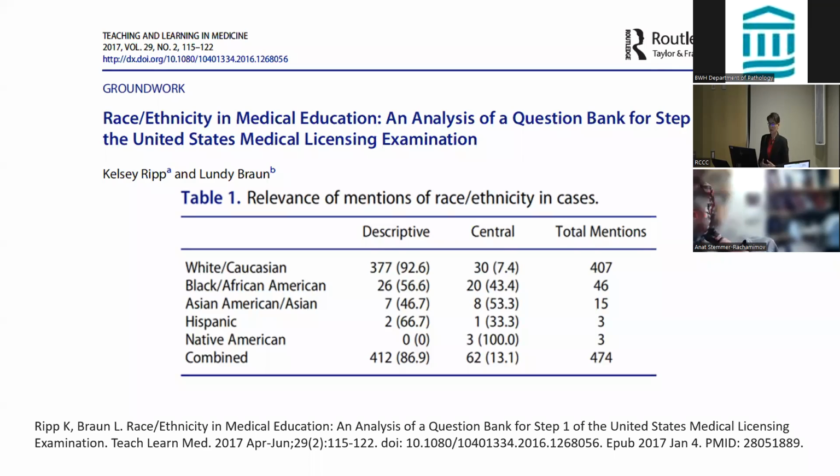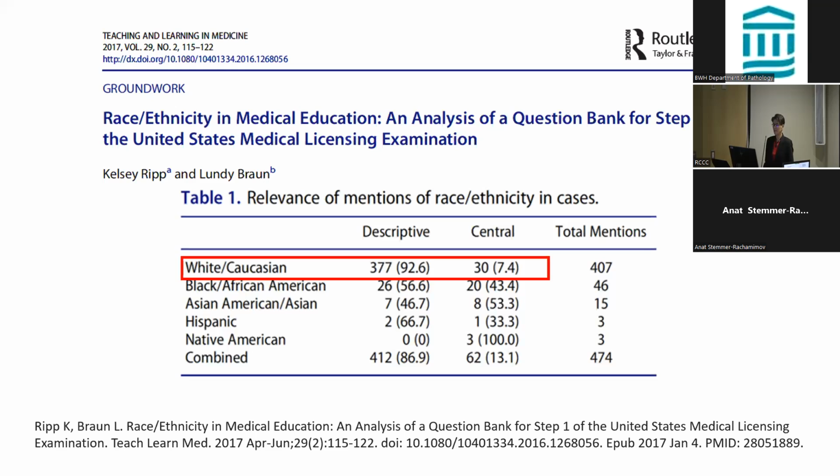Now, what Dr. Gruffin and Brown did was they looked at a more than 2,200 question database, and they looked to see how many times race and ethnicity were mentioned. In addition, they cataloged whether the mention was purely descriptive, had nothing to do with the question, the person just happened to be Black or Asian or Hispanic, or whether knowing that person's race or ethnicity was central to getting the question correct.